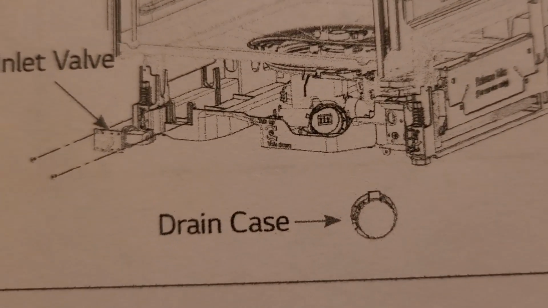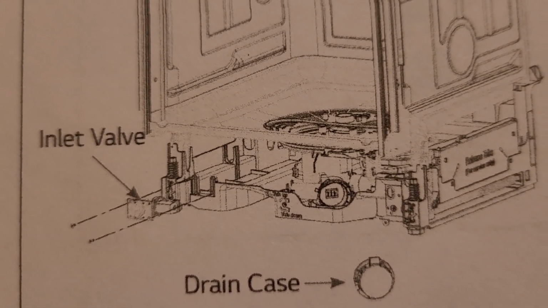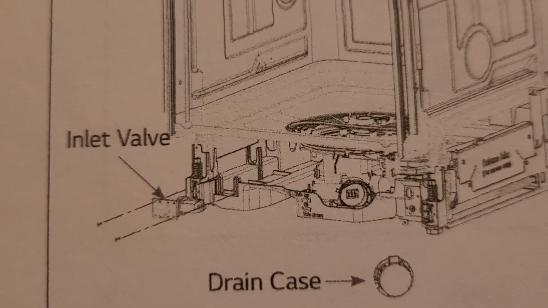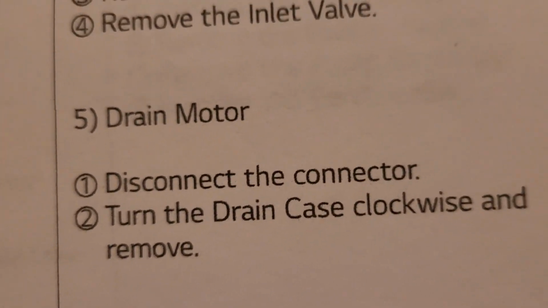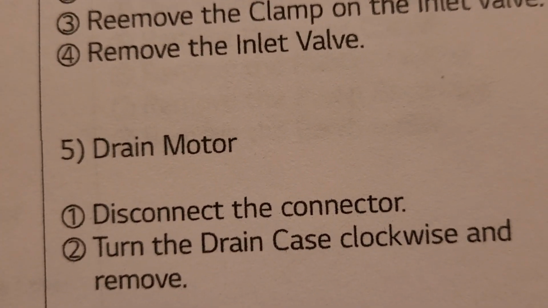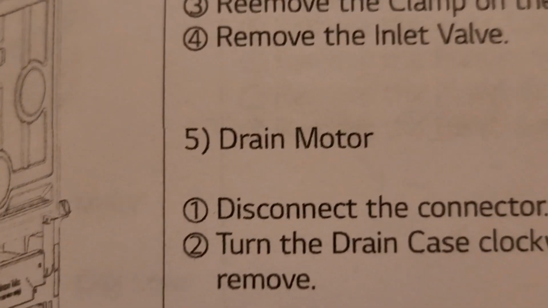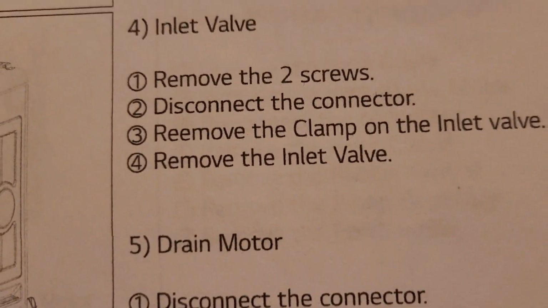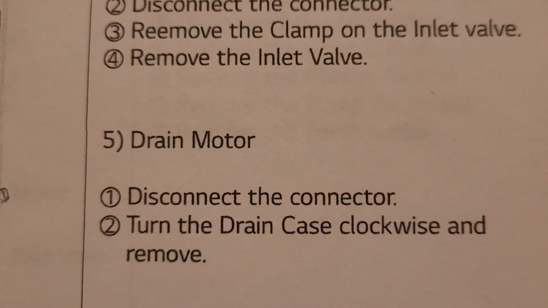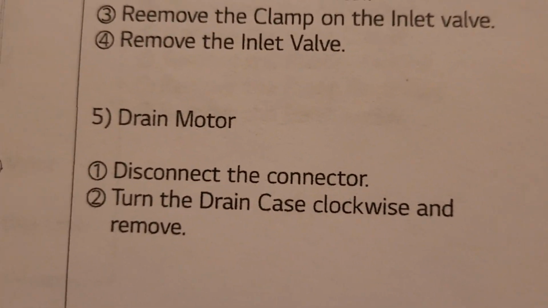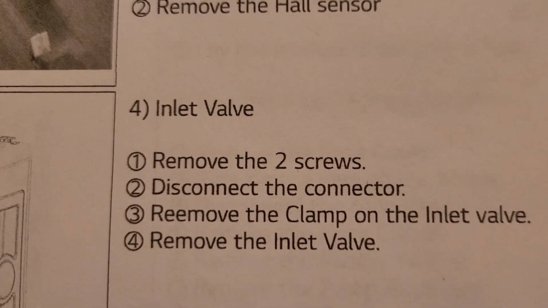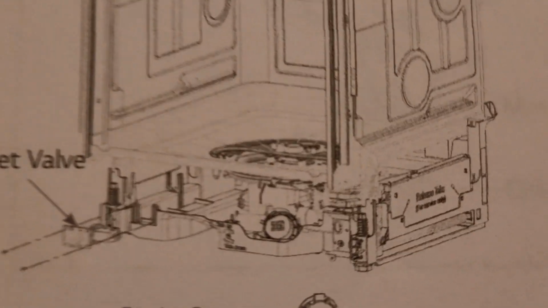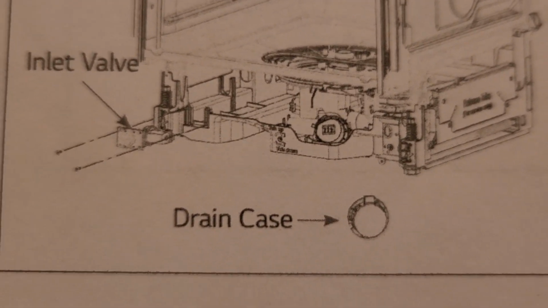All right, so that is called the drain case, and you have the inlet valve. And like I said, the drain case, which is 5: you just disconnect the motor, disconnect the connector, and then turn the drain clockwise and remove. So that is right there. That's what I removed, and that's what was leaking.